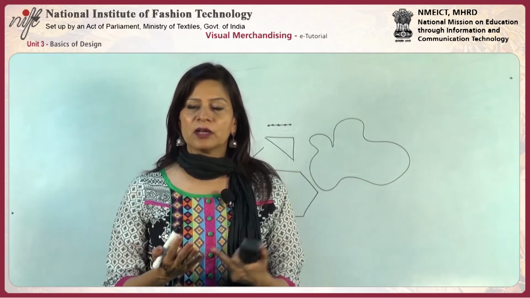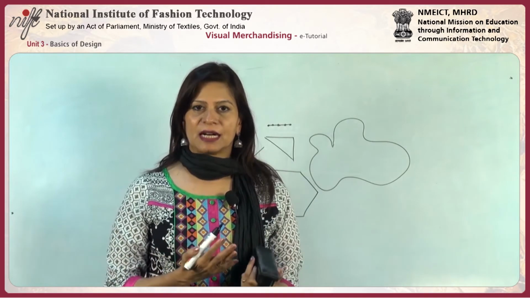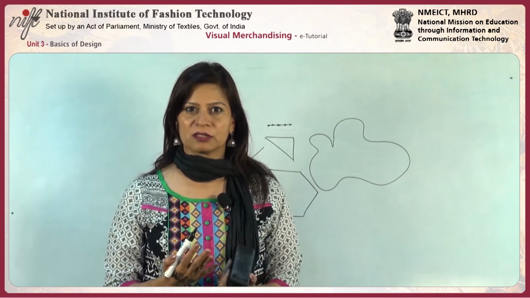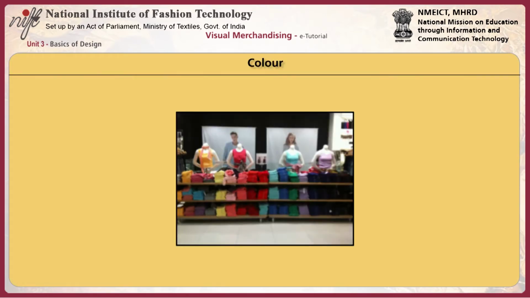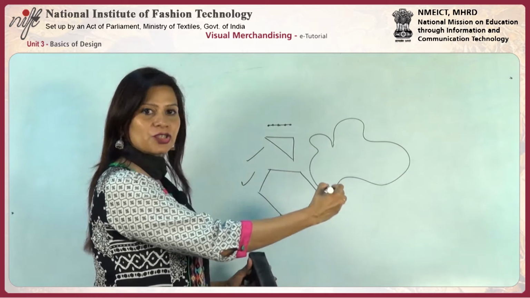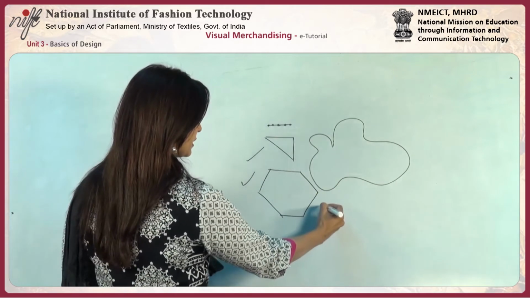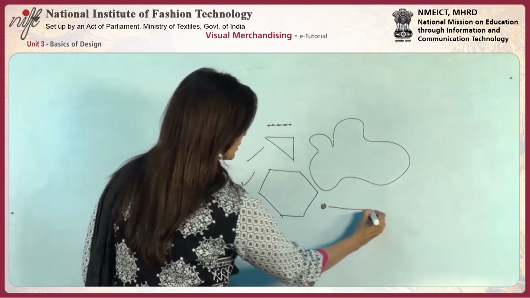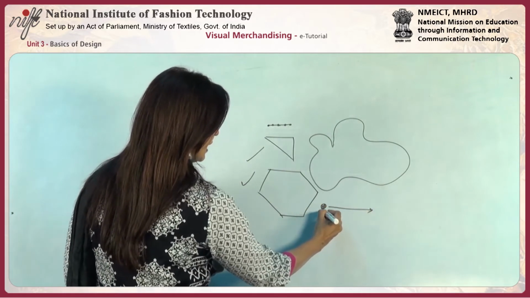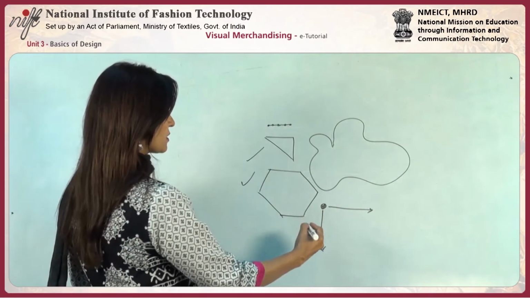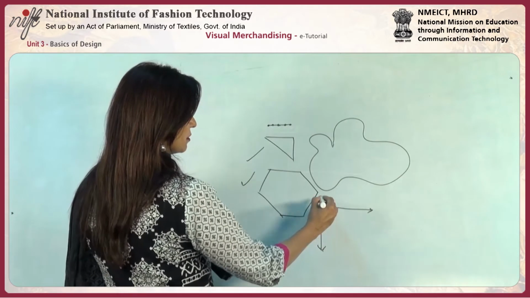The next element of design is color. Color can become a point of attraction. As you can see in the image, when you are trying to do color blocking, always go from the light color to the dark color, and the light color to the dark color, the movement is this, if this is the eye level.